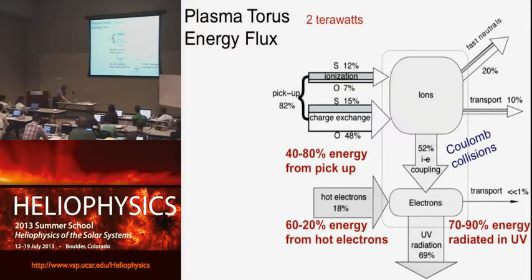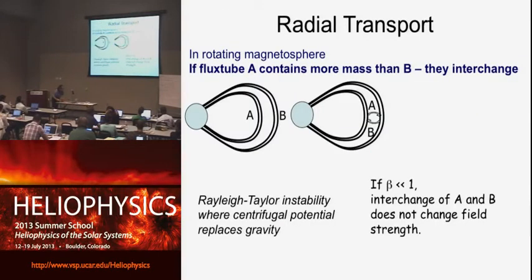Okay, so we've got this torus of plasma. We need to know how it moves. It's coupled to the planet, so it's rotating. And we have to think about how it moves radially away from the planet. And the answer is, the plasma is confined by the magnetic field. It's going around, so it experiences a centrifugal force wanting to move outwards, but the field is holding it in.